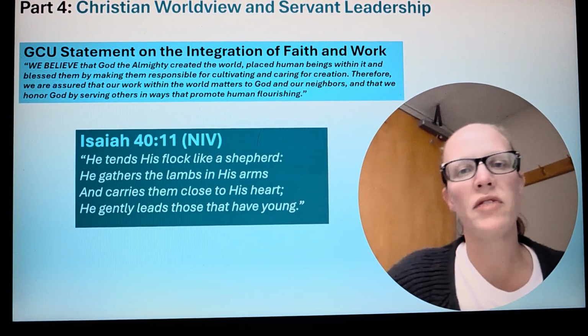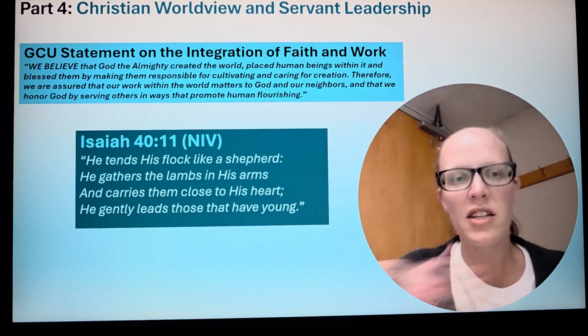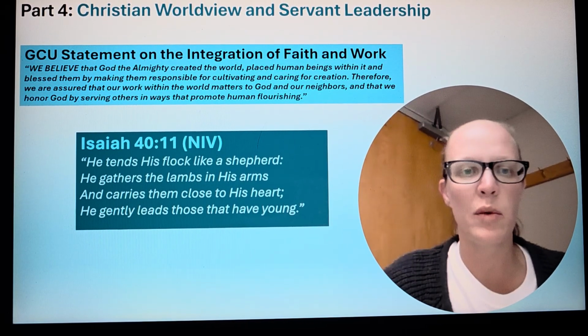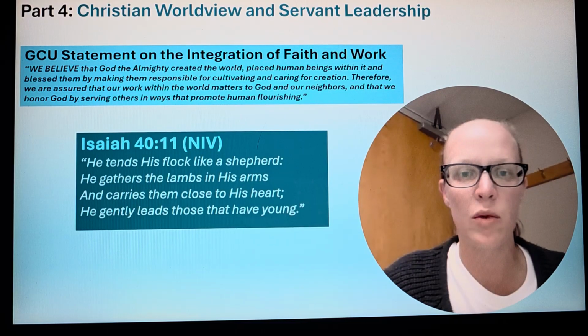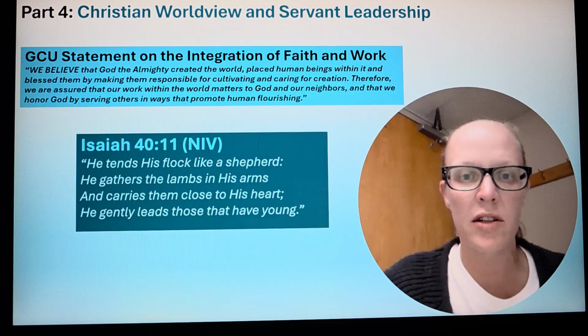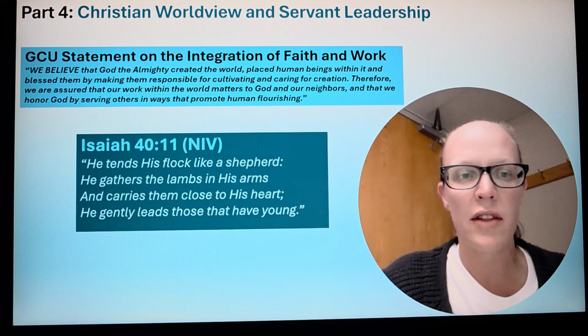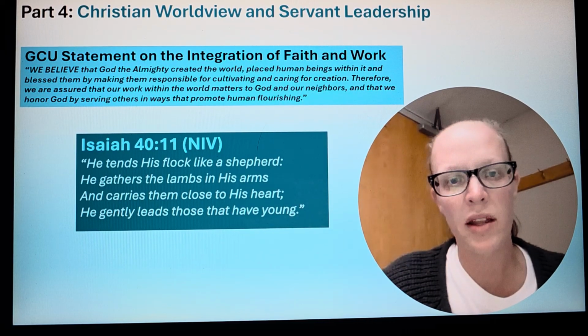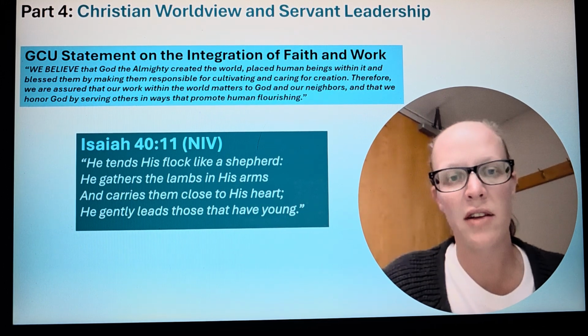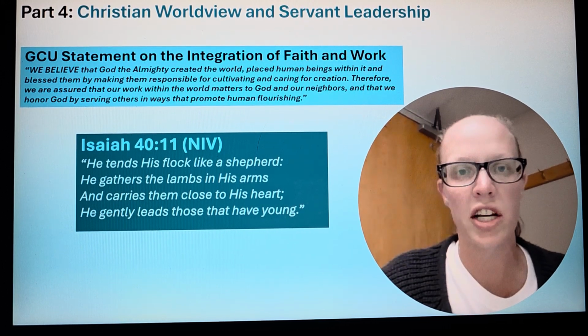Part 4, Christian worldview and servant leadership. So in the GCU statement on the integration of faith and work, it says, "We believe that God, the Almighty, created the world, placed human beings within it, and blessed them by making them responsible for cultivating and caring for creation. Therefore, we are assured that our work within the world matters to God and our neighbors, and that we honor God by serving others in ways that promote human flourishing."